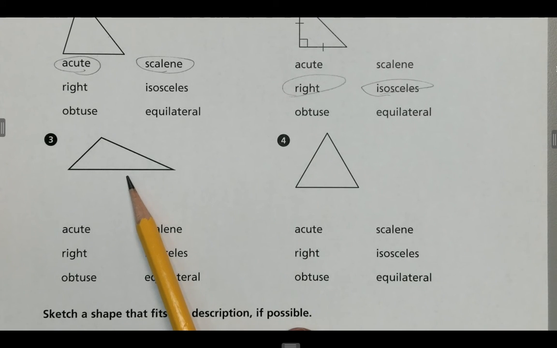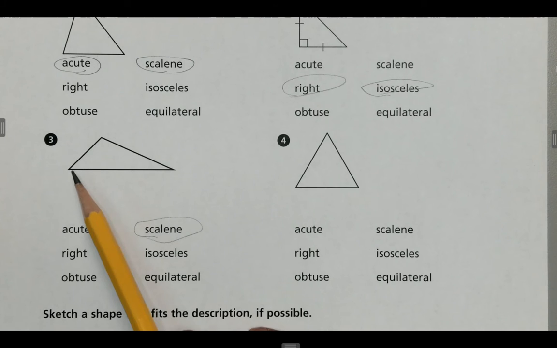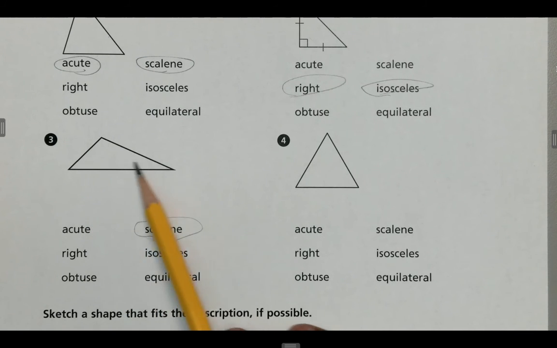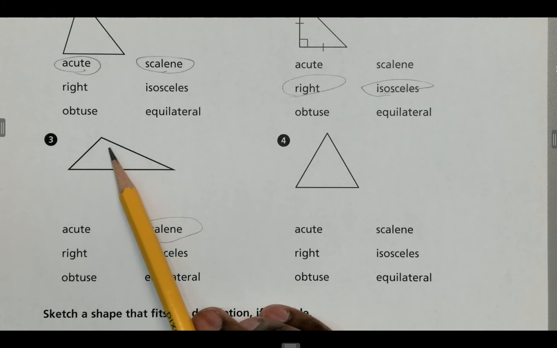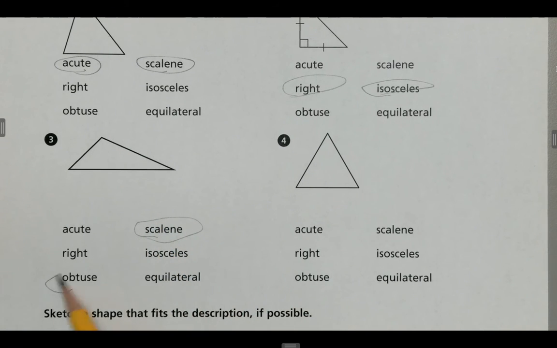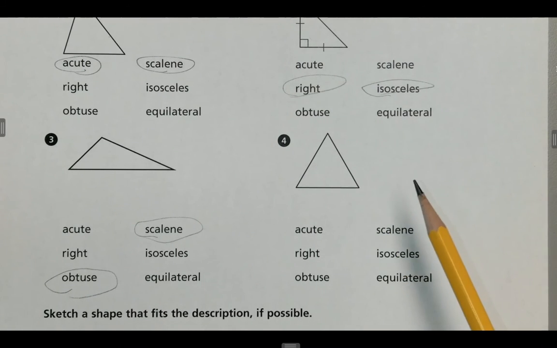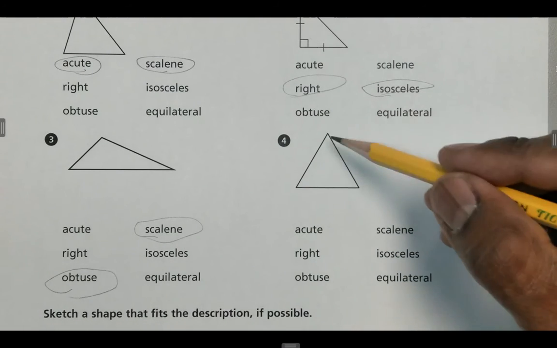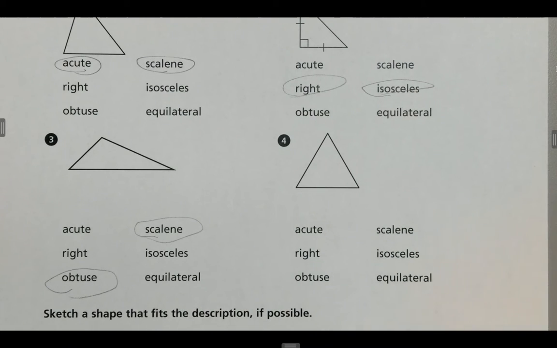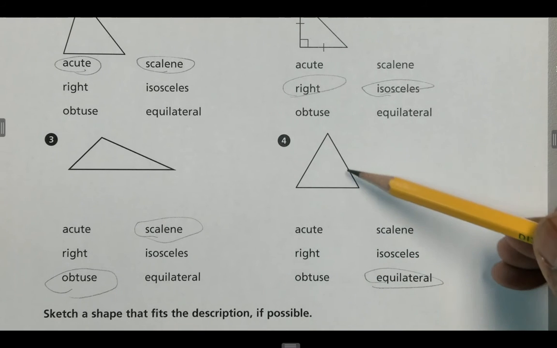Number three, first look at the sides. Any equal sides? No. I think it's a scalene. How about the angles? Any right angles? No. Are they all acute? These two are acute, but this big fella, take a look at it, greater than 90 degrees. This is obtuse. That makes this an obtuse triangle. And finally, number four, looking at its sides. To me, three sides look the same. Equilateral, three equal sides. Looking at the angles, all acute.